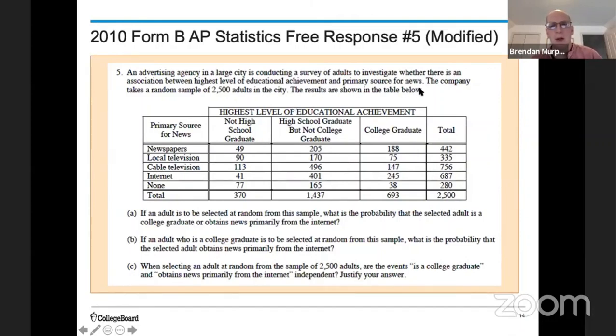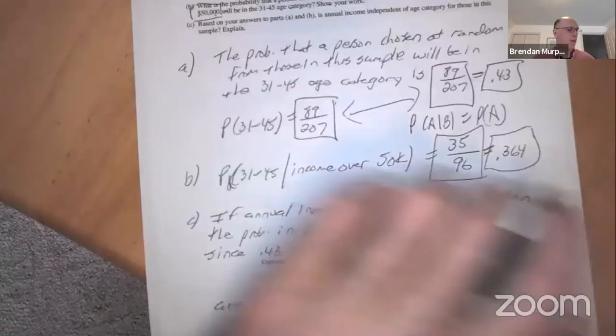The results are shown in the table below. And so now it's maybe feeling a little bit more like probability to me. And again, I'm really trying to see if there's some relationship between the primary news source, where you get your news, versus your highest education level. So I think there's going to be a couple of probability questions that I'll try and wind down quickly.